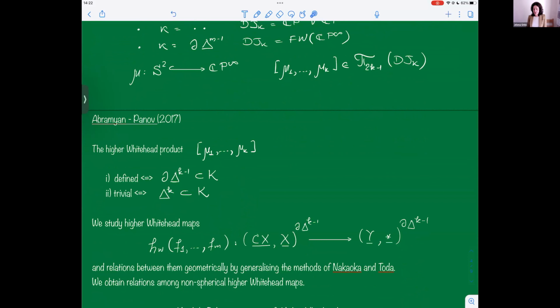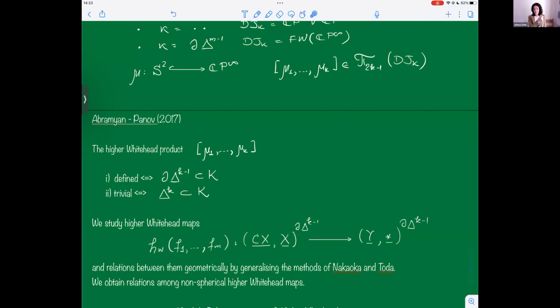for when these high Whitehead products are defined in the first place and when they are trivial. Obviously, high Whitehead products are not always defined. But if we are talking here about Whitehead products into the Davis-Januszkiewicz space, if the underlying simplicial complex K contains the boundary of the simplex on those k vertices, then the Whitehead product is defined, and the Whitehead product is trivial.